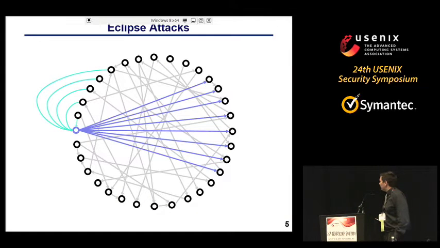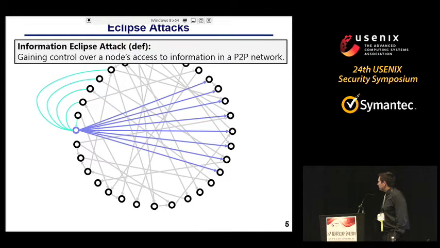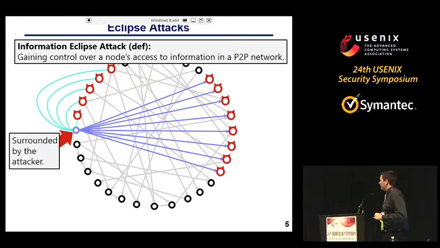So what is an eclipse attack? Well, in information eclipsing, if you manage to gain control over a node in a peer-to-peer network's access to information, you have eclipsed it. So for example, if all of the purple node's connections were to attackers that conspired against it, they could prevent it from learning about that block being sent around, and they could also tell it things which it couldn't be told by any other part of the network.